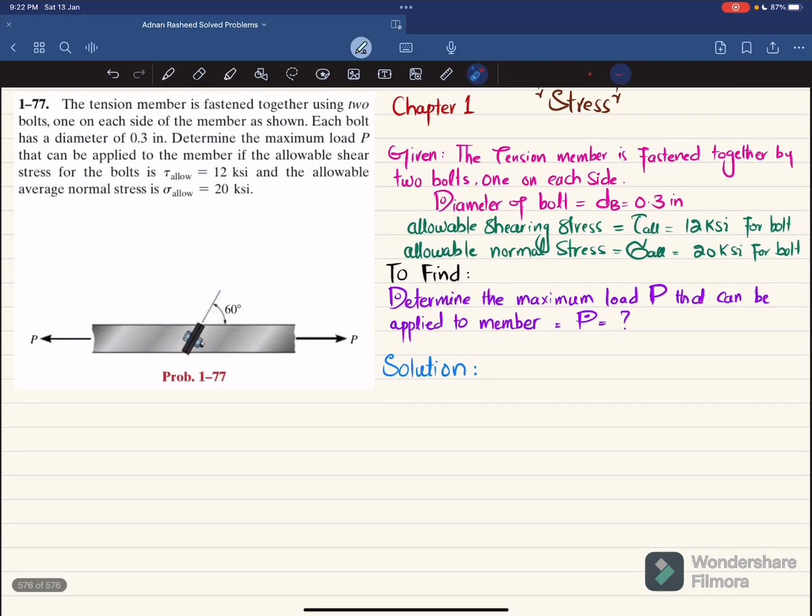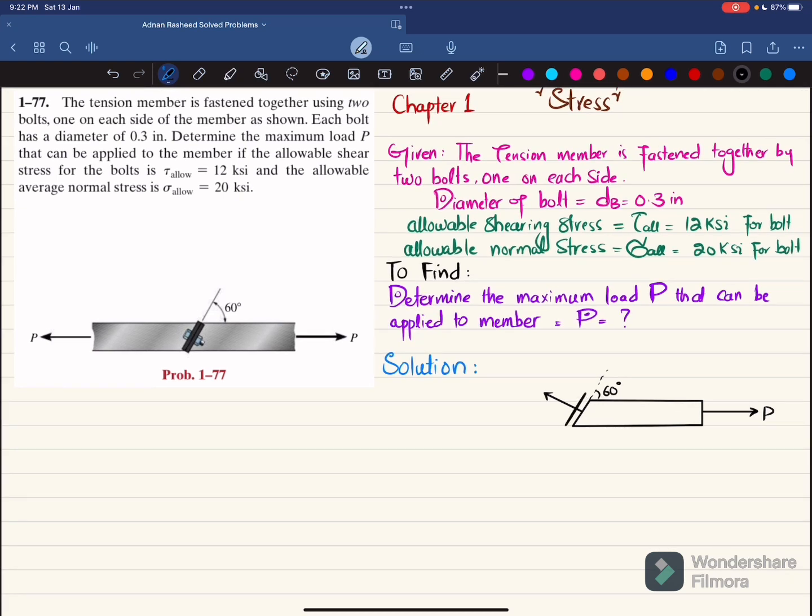The first step is if you separate these members and draw the free body diagram, it will be like this. Let me draw it first. This will be the member. You can see this is a load P, clear, and this angle is 60 degree. When you separate it, you will have a normal force perpendicular to this surface, clear, and this will act upward, and there will be a shear force on this surface. This is V and this will be equal to the normal force.